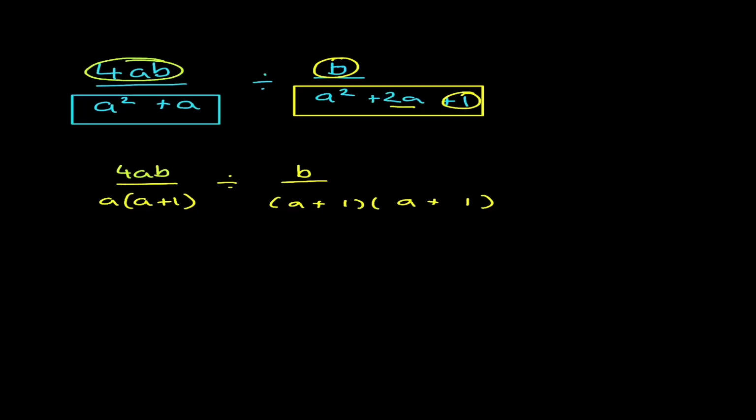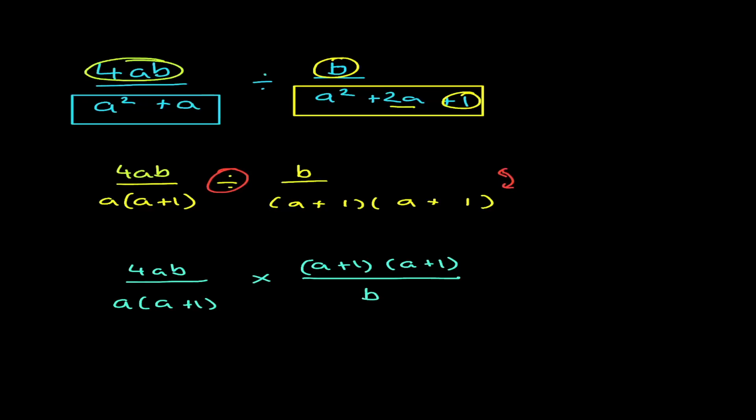Okay, and in order to divide fractions, what do we need to do? We could flip the second fraction around, which would change this symbol to a times. So the first fraction remains, so we still have 4ab over a brackets a plus 1. We change that to a times and we flip the second fraction around. So you've got a plus 1 squared, I'll just write it out twice, over b.